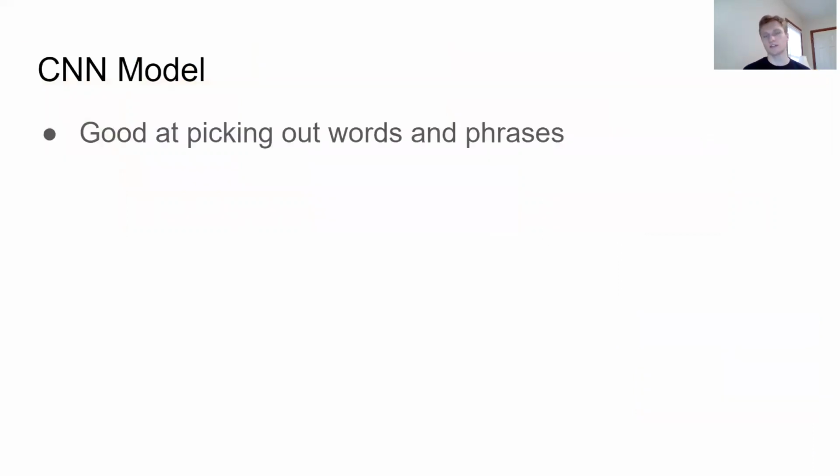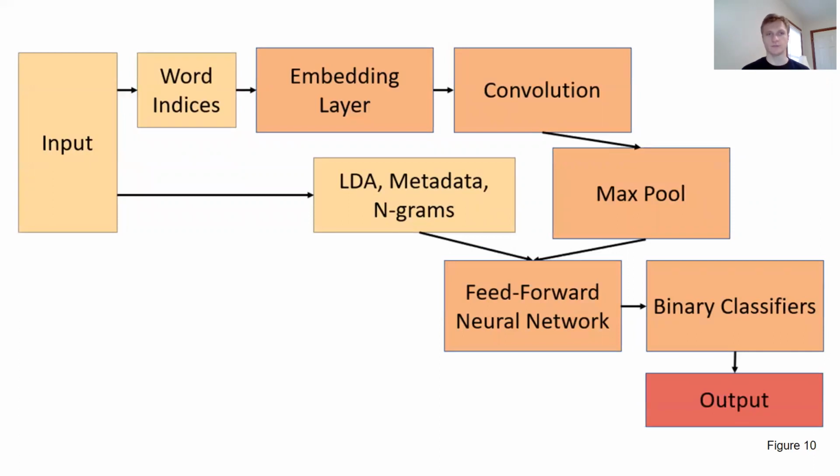The CNN model is good at picking out words and phrases. Here's the diagram. It's the same as the LSTM, but instead of an LSTM, I use a convolution. I use 3, 4, and 5 convolutional window sizes.